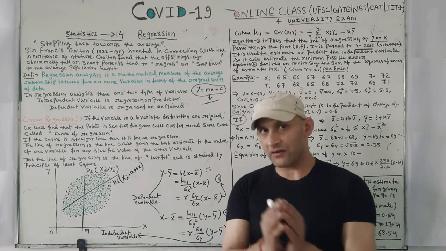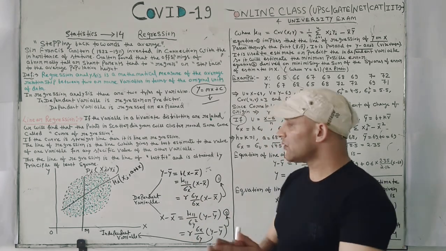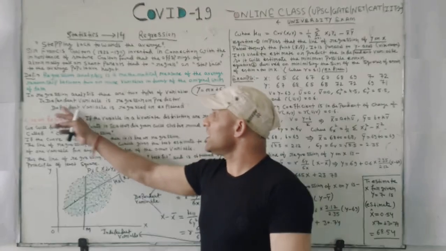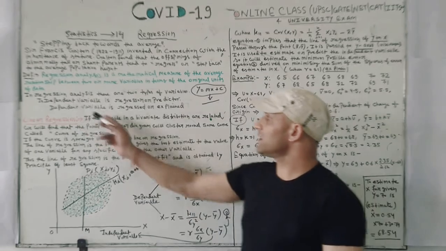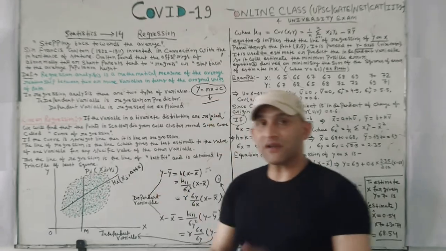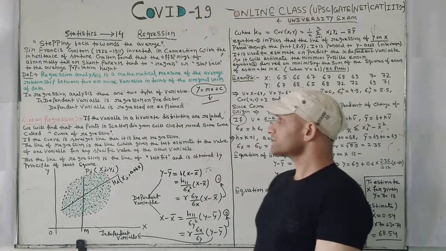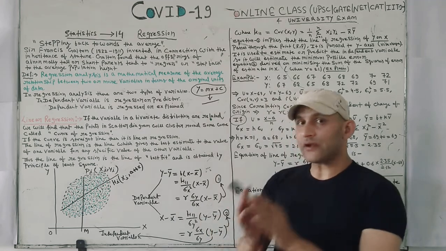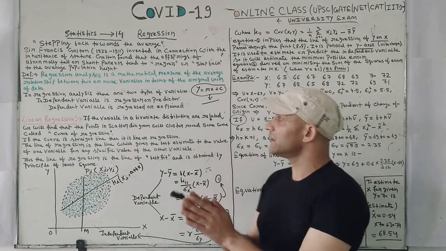If there is an error, then you can also remove the error. Okay. So independent variable is regressor or predictor, and dependent variable is regressed or explained. These are very important if you are doing your B.Tech.